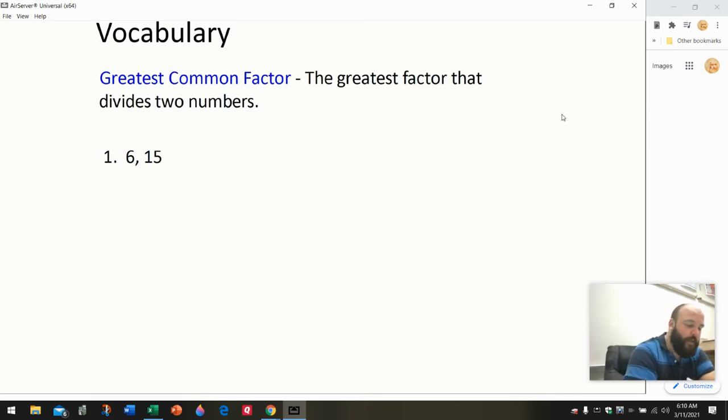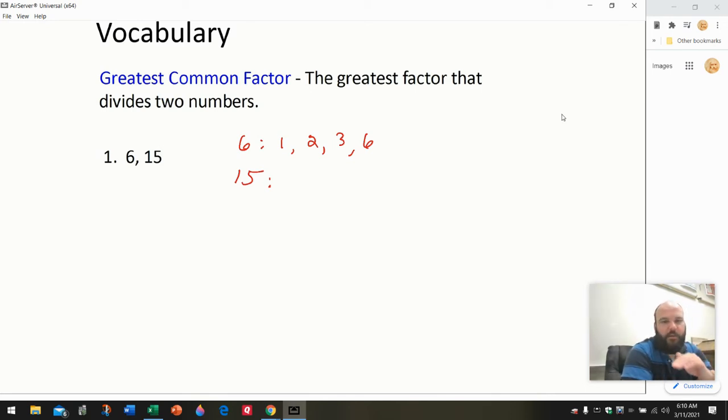Now, the old school way that you were probably taught a couple, 2, 3, 4 years ago, was to list both of the numbers and then write out all of the factors. So in this case, for 6, everything is divisible by 1, so you always start with 1. And then you have 2, 3, and 6. And now for 15, we're going to write out the factors. What numbers will divide into 15?